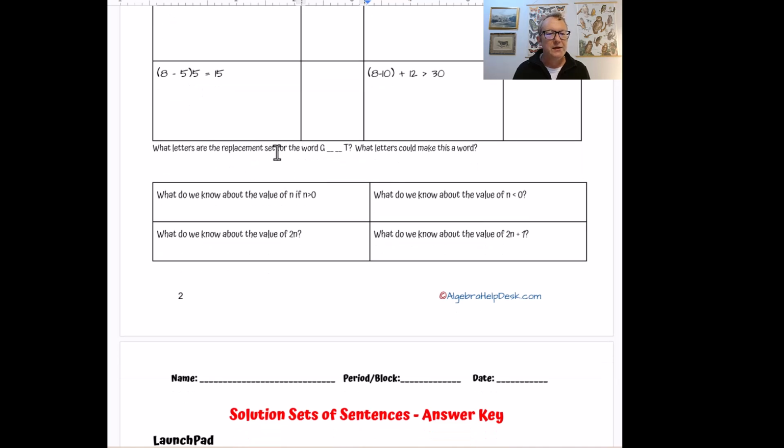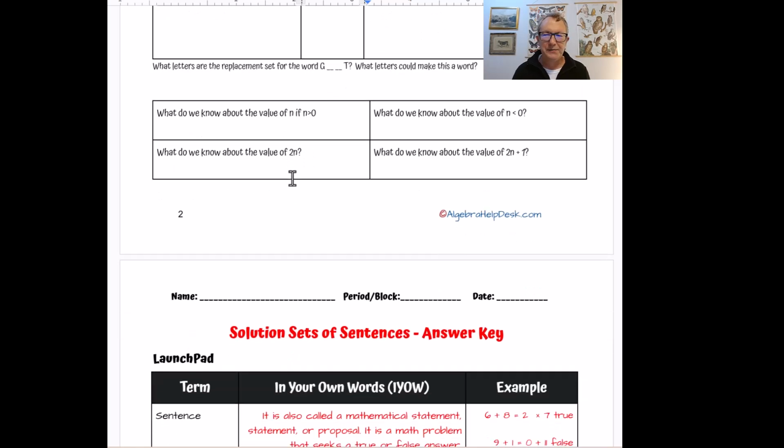Here, what's the replacement set for G blank blank T? As long as it spells a word, we're going to count that correct because we want students to realize sometimes there's more than one correct answer. And that's hard for kids to wrap their minds around. And then we have 4 more questions here.